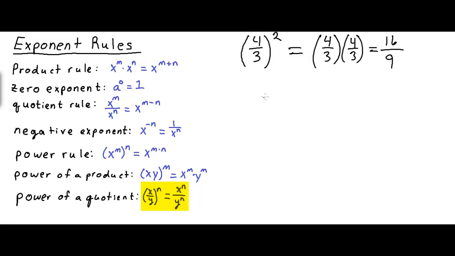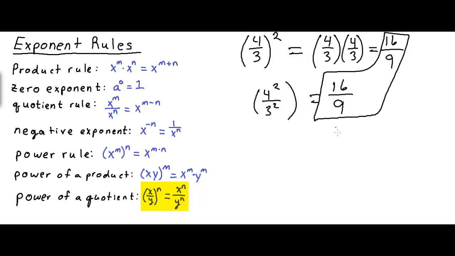Again, using this power of a quotient rule, because we have a fraction that's a quotient, it's division, 4 squared over 3 squared. All we do is distribute out that exponent. So what is 4 squared? 16. What is 3 squared? 9. So we see here again that we have equality, showing that each of these are the exact same thing.